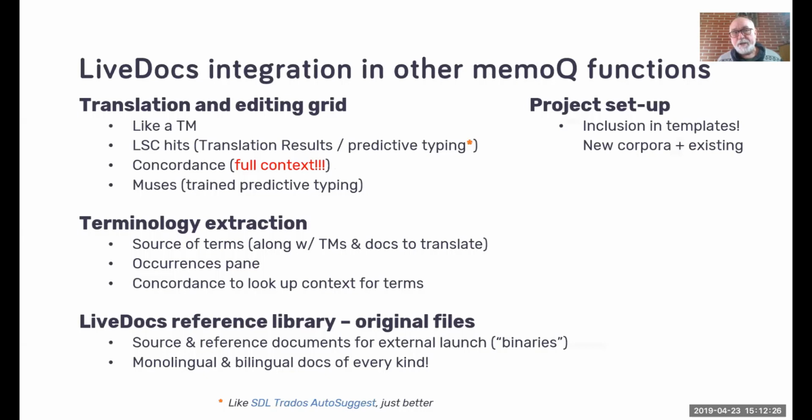And in the translation and editing grid, say you have hits that show up like a TM, you could concordance, you get the LSC hits, which is where the index is mined for possible matches based on frequent occurrence of subsegments. Also, if you use the Muses feature, which is like STL auto suggest, you can actually train your predictive typing to use a particular set of documents or a particular corpus or group of corpora. That's a very, very good feature.